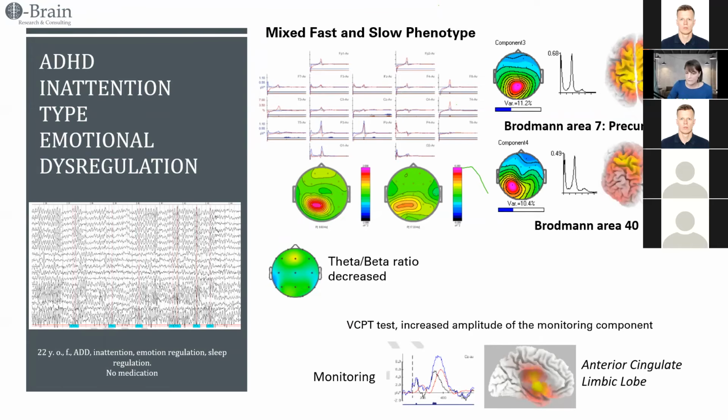Performance in the VCPT test was very good, with no problem related to information processing besides significantly increased monitoring processes in the brain. And we found a problem in the anterior cingulate or limbic lobe, which can also explain ADHD symptoms and the problem with mental flexibility. So some parameters of our analysis support each other. That's why we do such an extensive analysis: we have not just one parameter, not just one measurement, but many measurements that support a certain theory about a particular client.